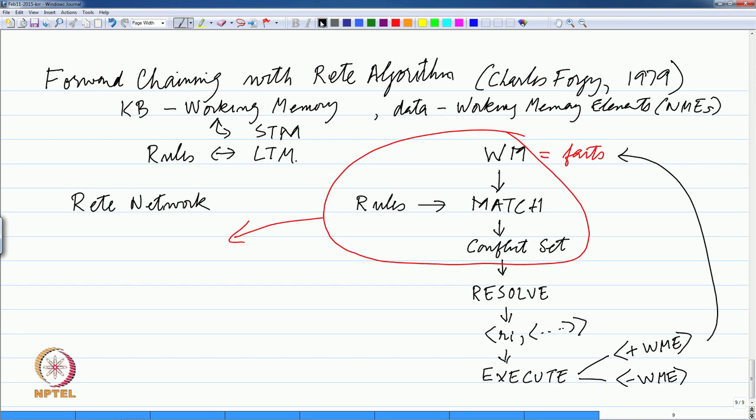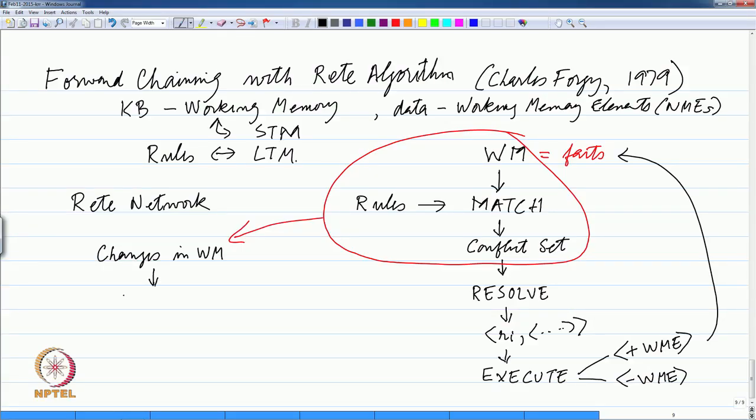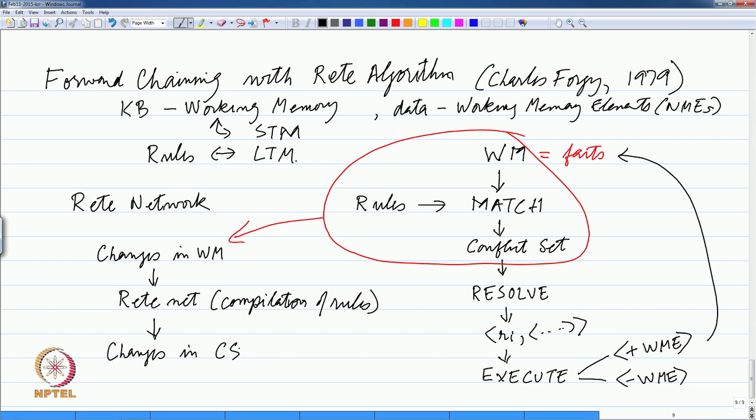So, we can see this part as follows: we accept changes in working memory. The match algorithm, as we defined earlier, takes the working memory and tells you which rules are matching with that working memory. The Rete algorithm takes changes in the working memory and feeds them into what we will call a Rete net, which is essentially a compilation of rules. So, the Rete net is just a representation of the rules in a network format, and what this Rete net gives us is changes in the conflict set. Remember CS stands for the conflict set.